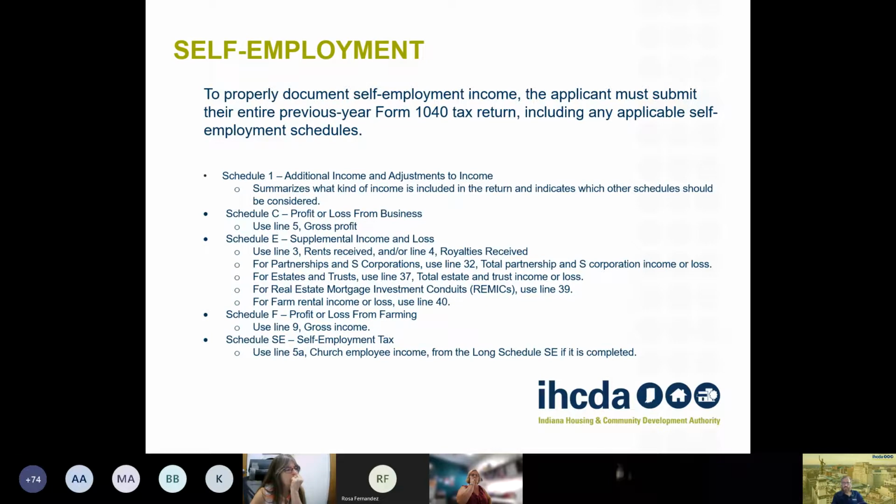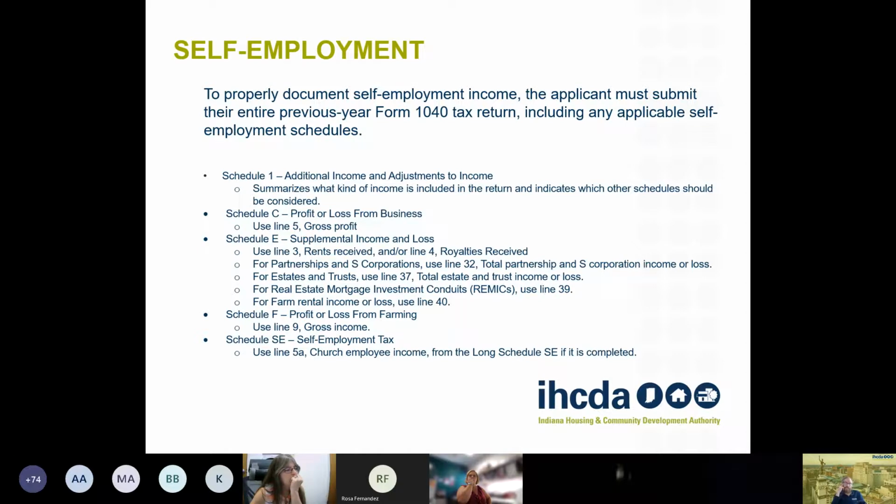So line 37 would be for estates and trusts. Line 39 is for real estate mortgage investment conduits. And line 40 is for farm rental income or loss. If someone has profit or loss from farming, they should be submitting a Schedule F. On Schedule F, we would be taking line 9, which is pretty much the equivalent of line 5 on the Schedule C.